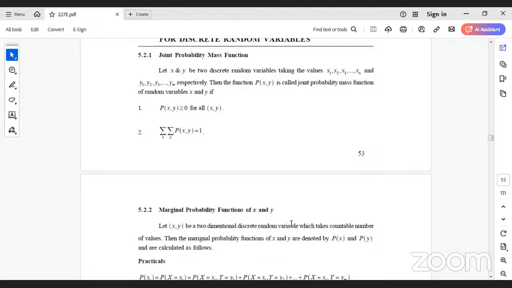Summing over x and summing over y of p(x,y), the value should be 1. We have to learn this in this unit.